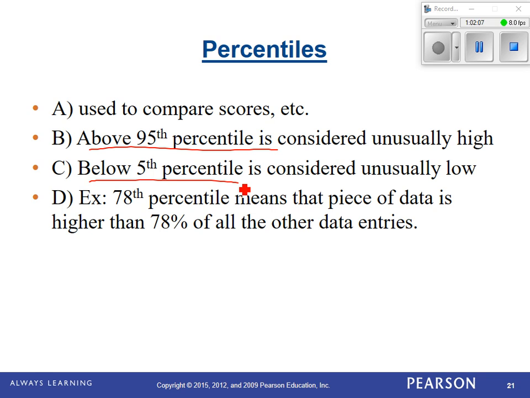So 95th percentile, 95% or higher, considered unusual. 5% or lower, considered unusual.